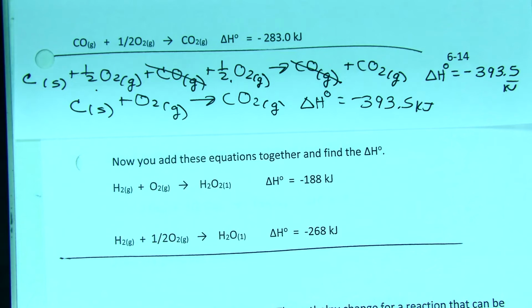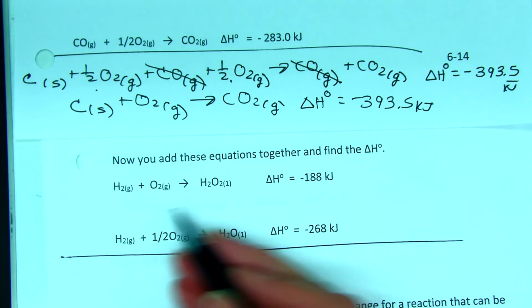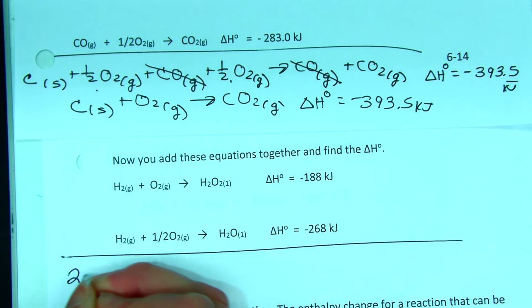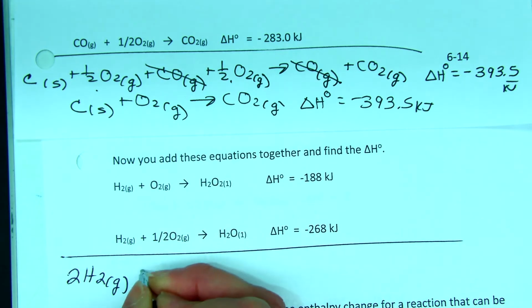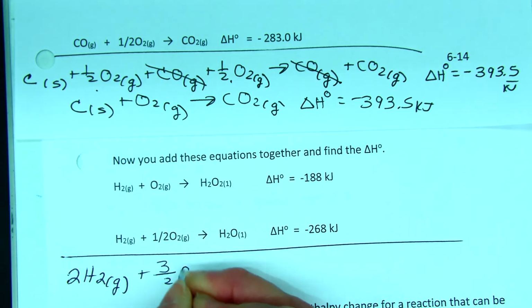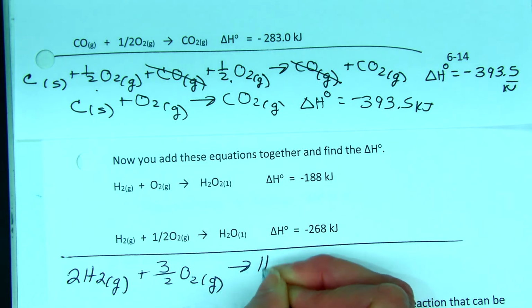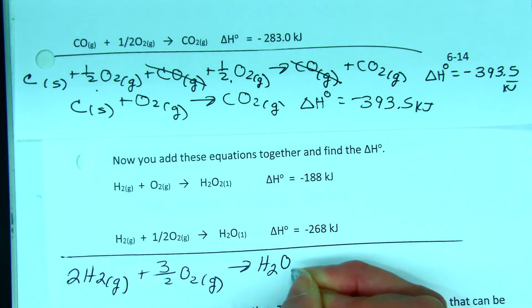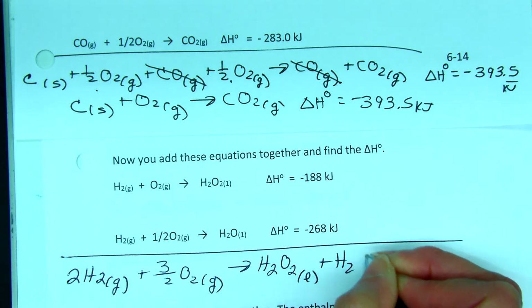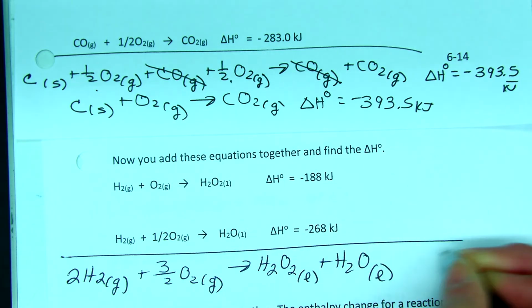Let's look at this one. So when we add together, we get 2 H2 gas, 1 from each equation, plus 3/2 O2 gas, yields H2O2 liquid plus H2O liquid. Did you all get the same thing?